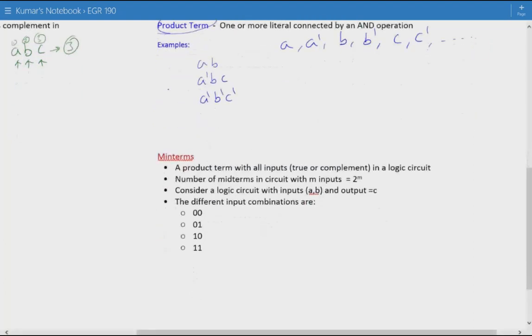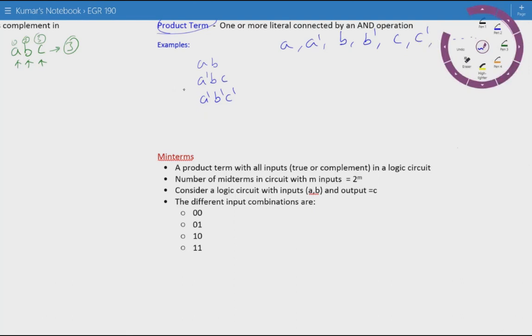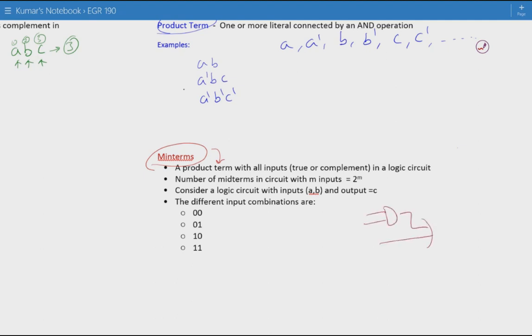Now the last and most important one here is something called minterms. Minterms are some of the most important concepts in a logic circuit. A minterm is nothing but a product term with all inputs in a logic circuit. So let's say we have a logic circuit that looks something like this. I have A, B, and I have C. So we need to have a circuit.